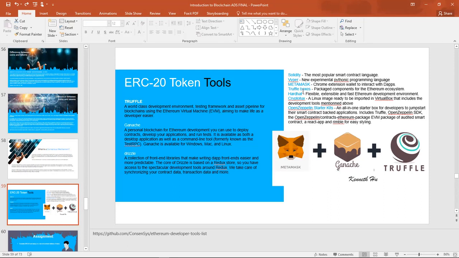Truffle is not an ice cream, it's a chocolate. It's one of my favorites actually.